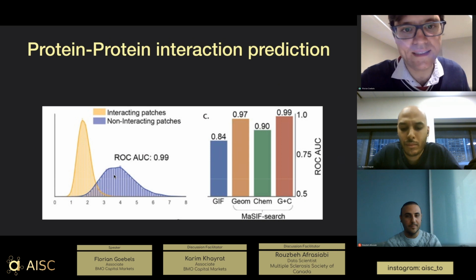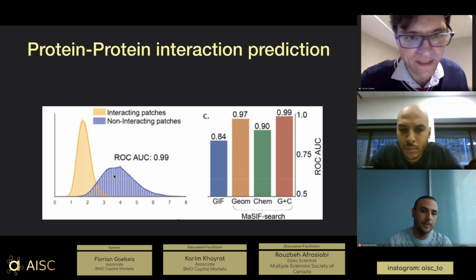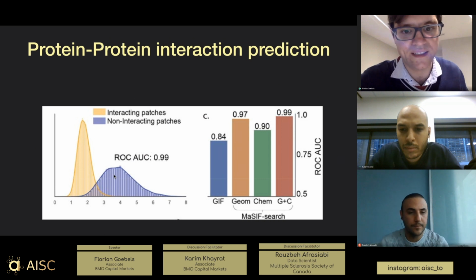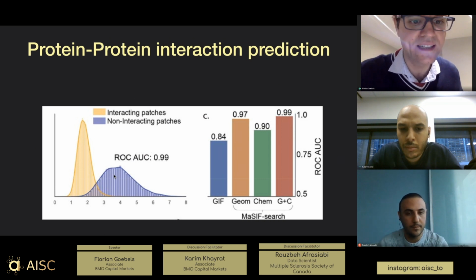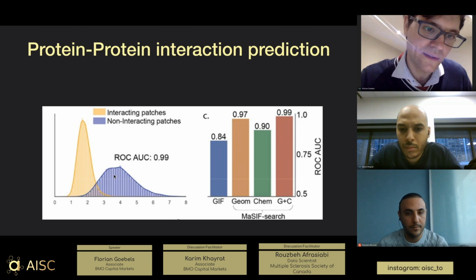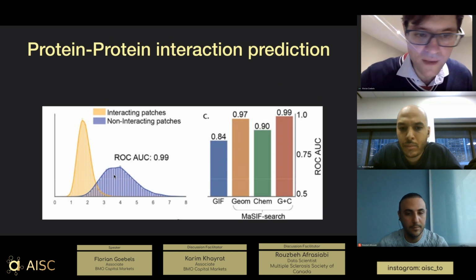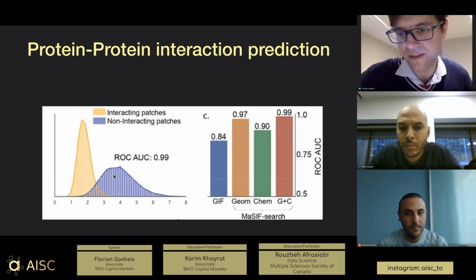So this is the distance score for interacting patches and non-interacting patches. And you see that for non-interacting patches, considerably higher distances, whereas for interacting patches, considerably lower distances. So given these two distributions or this model, they can achieve 99 area under the curve performance. And again, better performance using all geometric and chemical features together.